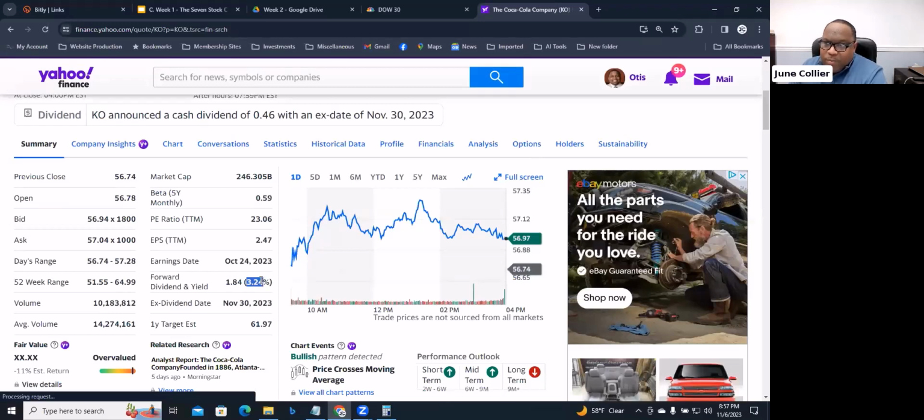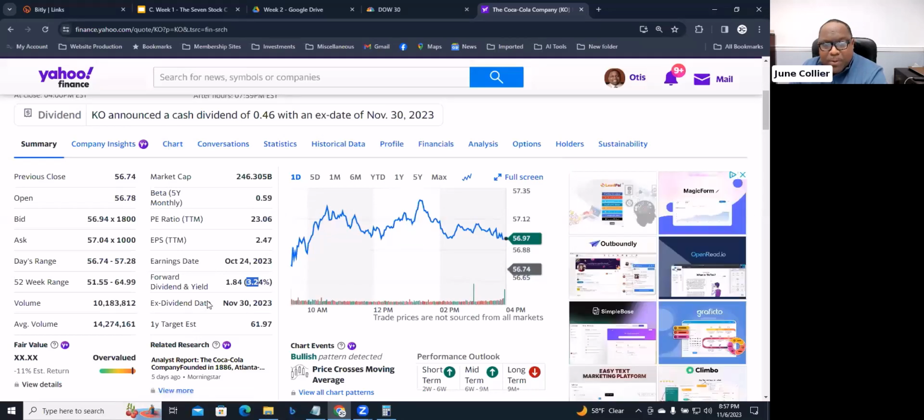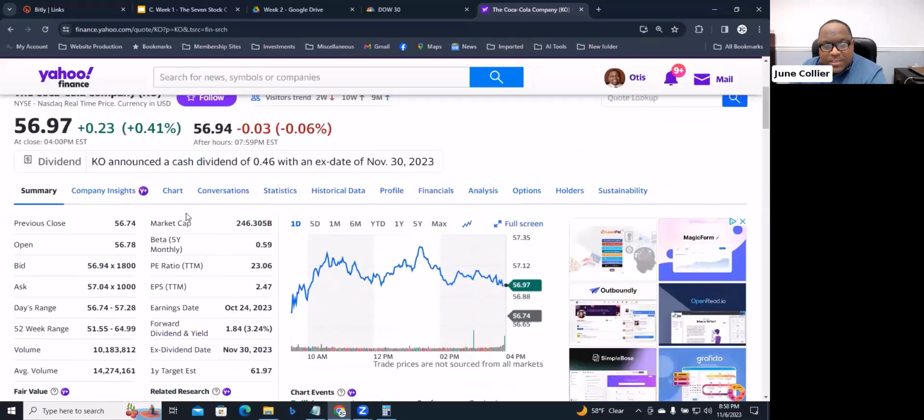So if you're in retirement and you want a steady check that's coming in, you want a stock that's not going to move around a lot, that's pretty steady, and you just want to get those dividends, you could get a 3% dividend yield on a company like Coca-Cola. All right. So that's just an example. And so we'll see Coca-Cola right up here. It says Coca-Cola announced a cash dividend of 46 cents with an X date of November 30th, 2023.